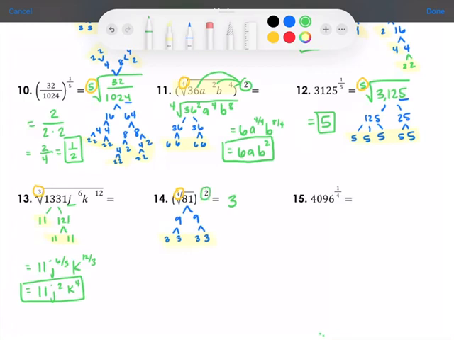So I take out my 3, but I have to remember if I do it this way that I still have to square my answer at the end. So I have 3 squared, which is 3 times 3, which equals 9.